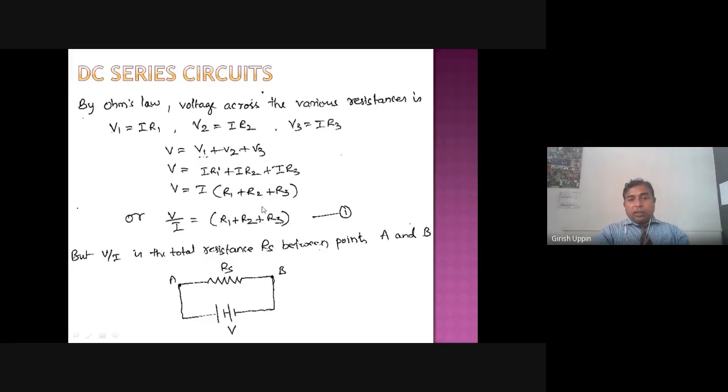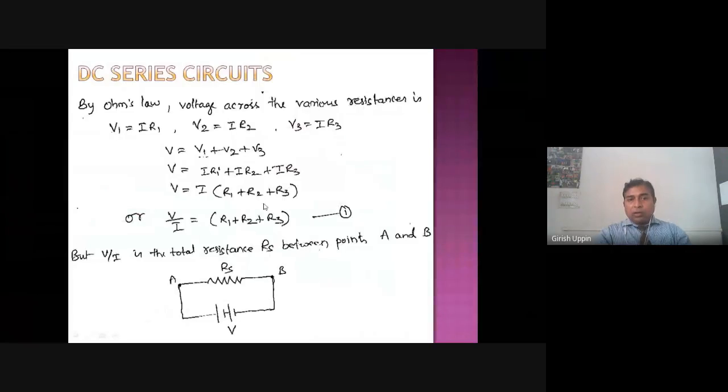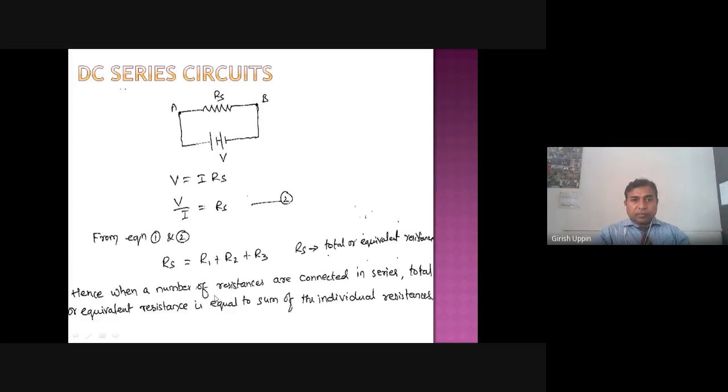This means the three resistors can be replaced with a single resistor whose value is the sum of all the resistances. Yesterday I gave an example. Let us say this is 10 ohm, 10 ohm, and 10 ohm. Three resistors are connected. It is equivalent to having a 30 ohm resistor connected to the same voltage source, which will result in the same amount of current. This is the equivalent circuit, RS.